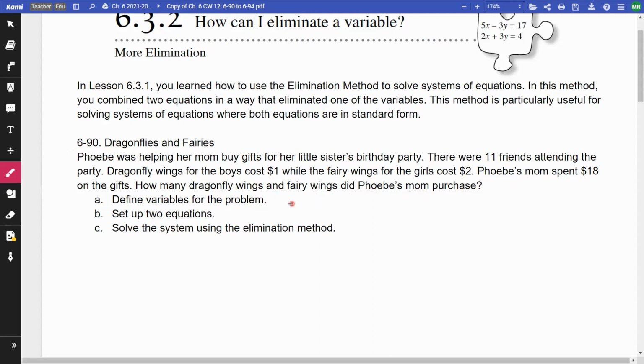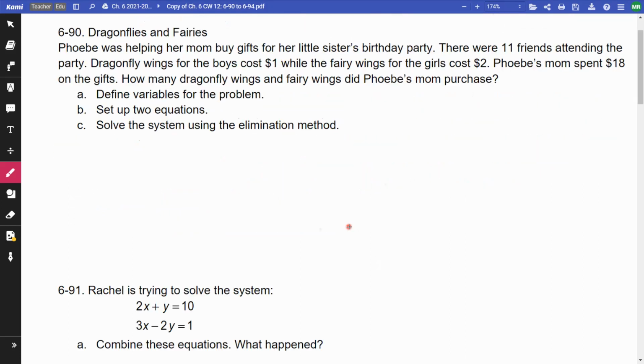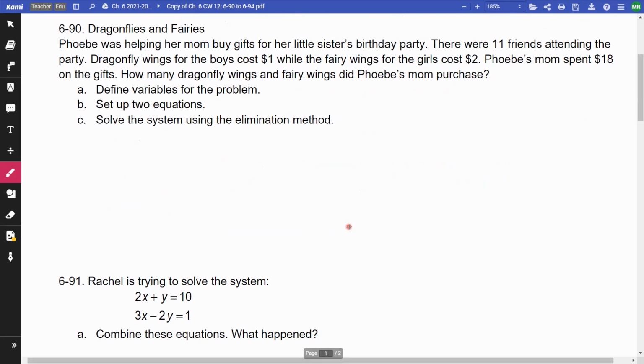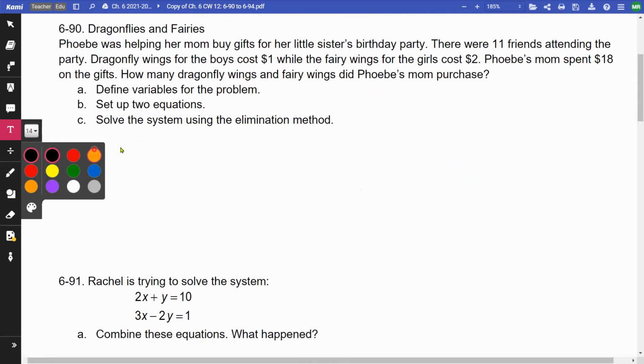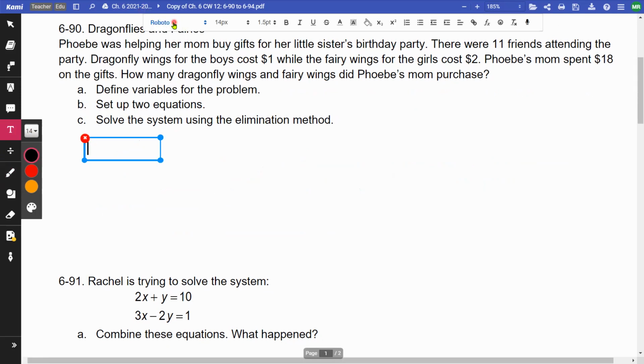Define your variables, set up two equations, solve the system using elimination. So for this, just so that we all keep it standard here, how about we have our, make this bold.